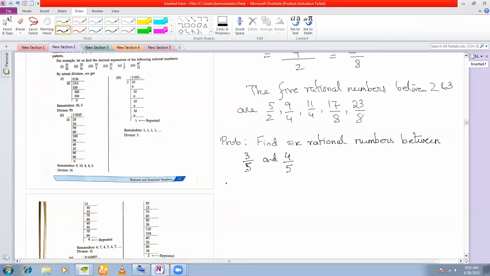Now this is your next question. Okay. Find 6 rational numbers, or insert 6 rational numbers, between 3 by 5 and 4 by 5.